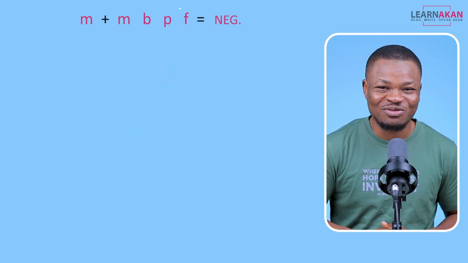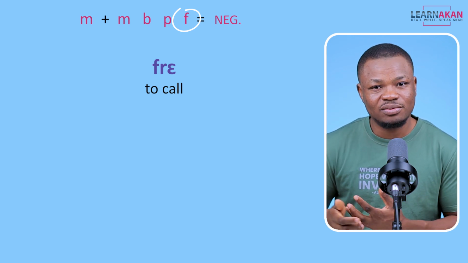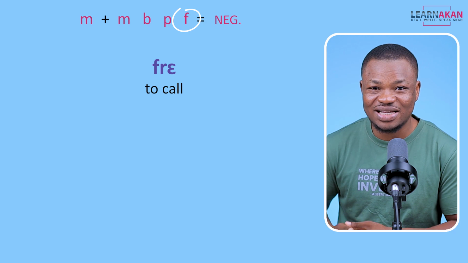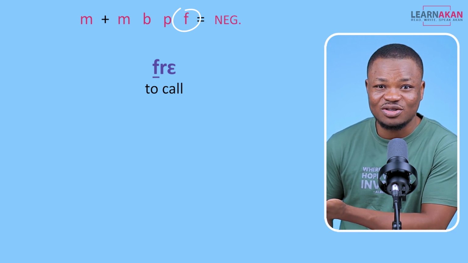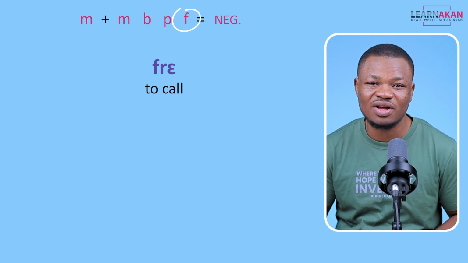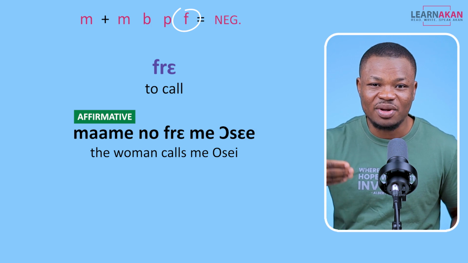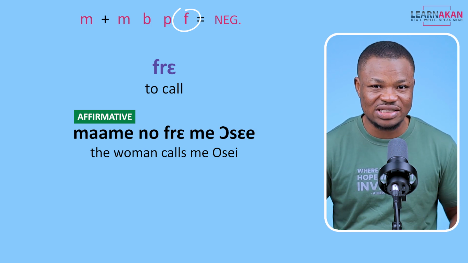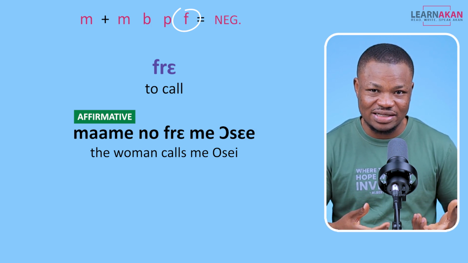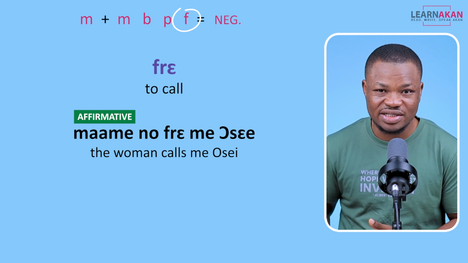This time, let's use the verb fre, which is to call. Now, as you can see, the verb starts with the letter F, which is part of the four that we listed. So putting this in a positive sentence, we can have maame no frɛ me or say. The woman calls me or say. Okay, so as you can see, this is a positive sentence. Maame no frɛ me or say.